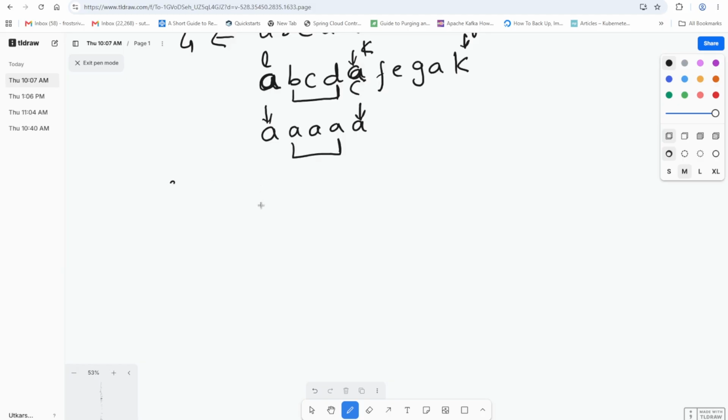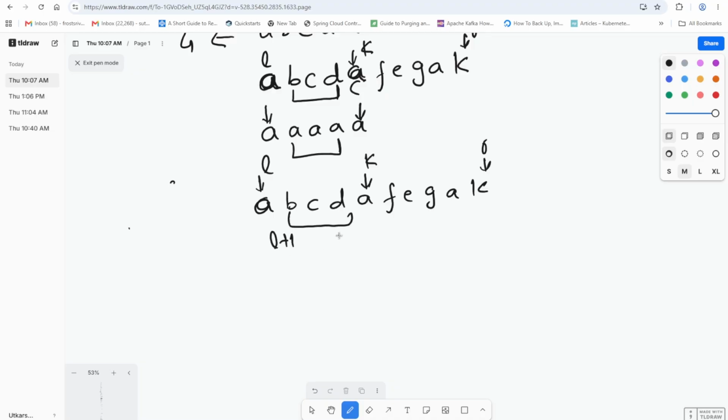So if we denote by A, B, C, D, A, F, E, G, A, K, this is L, this is K, and this is R. Suppose this is A, this is K, and this is R. So what will this be? This is L plus 1, and this will be K minus 1, and this will be K plus 1, this F, and this will be R.